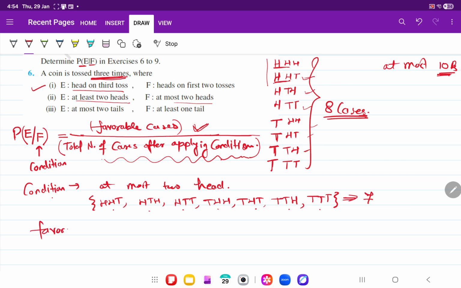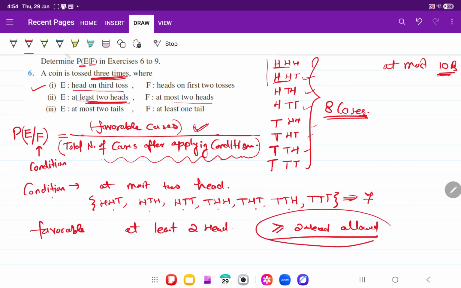Out of those, how many are favorable? Let me see. Favorable is at least 2 heads. At least 2 heads means if I say give me at least 10 rupees, then 10 or more is allowed. Okay, see, at least 2 heads means more than or equal to 2 heads is allowed. Correct? You have to understand it. At least means 2 or more than 2 is allowed. So here which one is allowed? 2 heads is allowed and more. Less than 2 is not allowed.